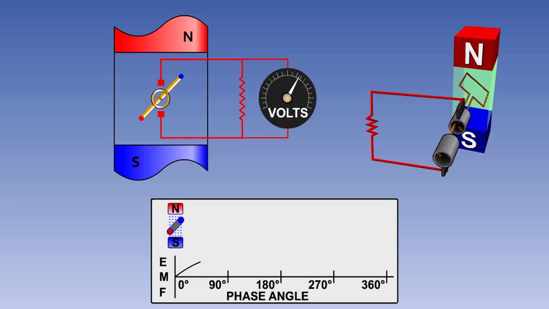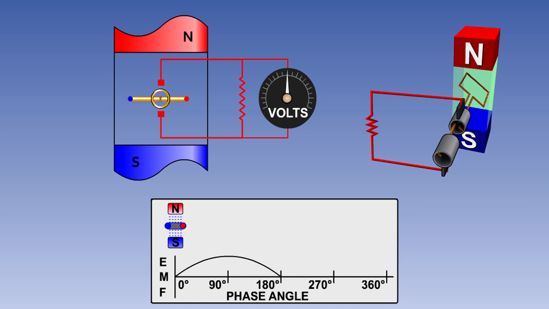As the coil continues to rotate, it begins cutting the field at a small but increasing angle, and an EMF begins to be induced. As the coil approaches 90 degrees to the direction of the magnetic field, the maximum number of lines of flux are being intersected, and the EMF is at its maximum.